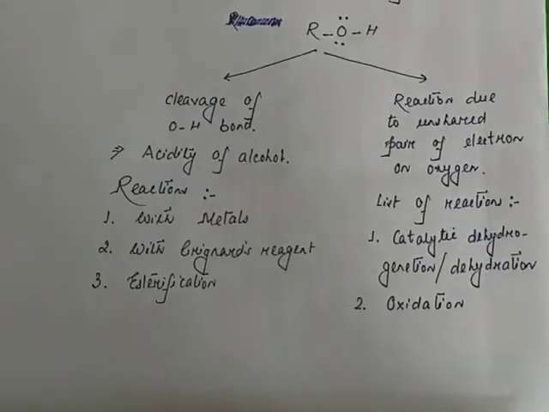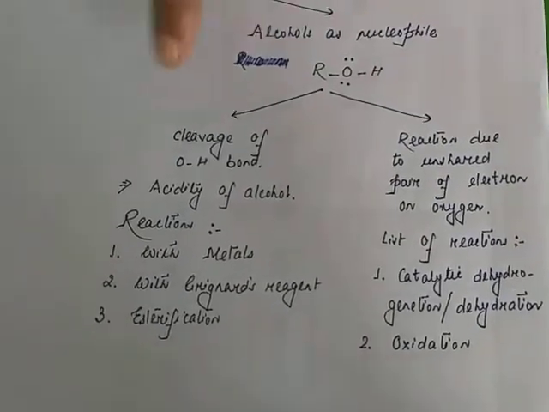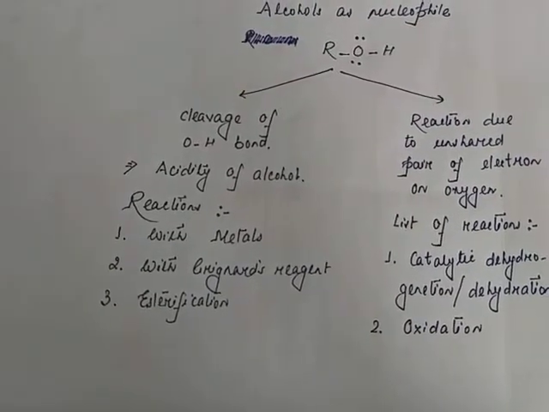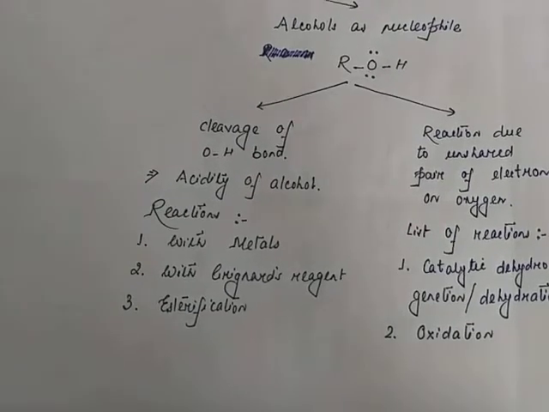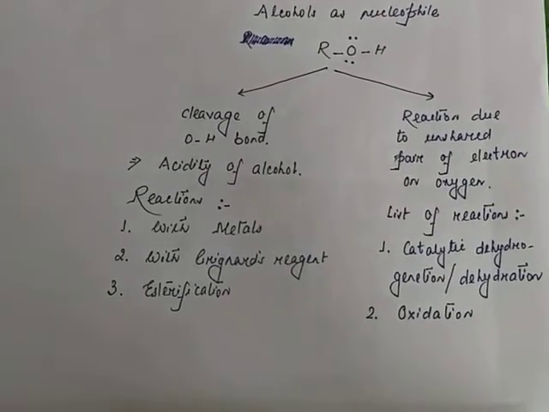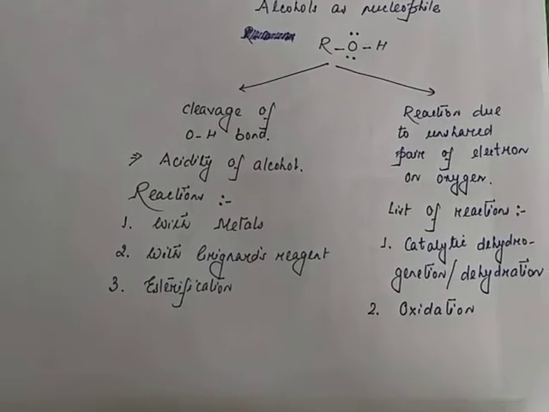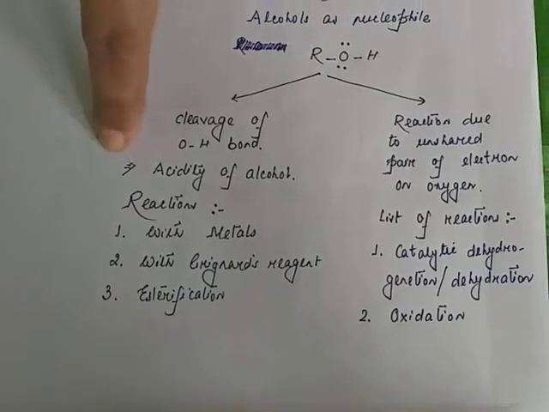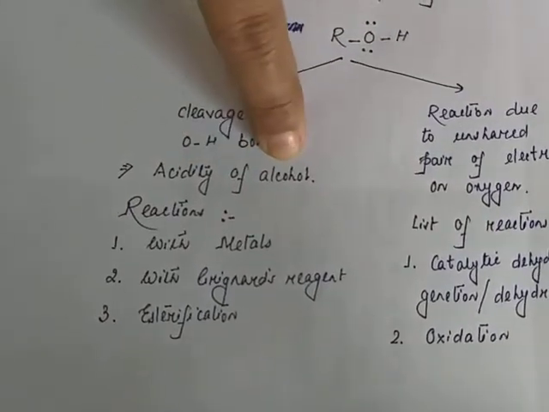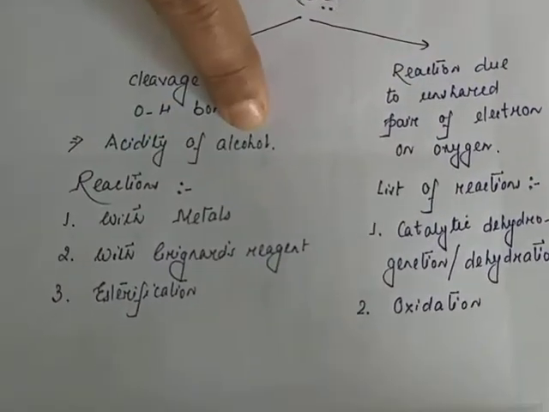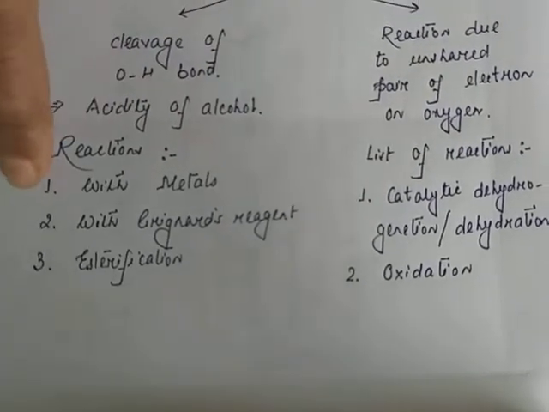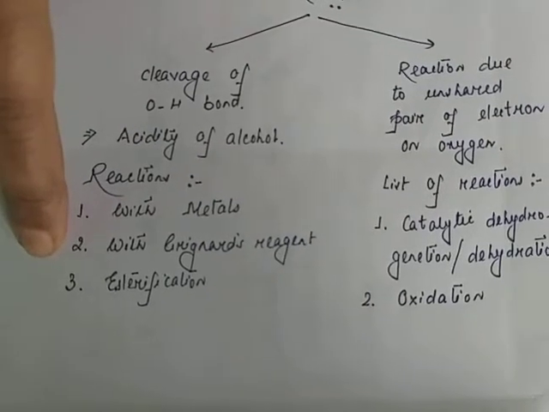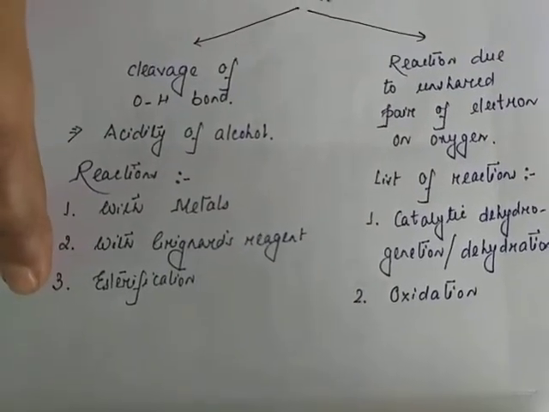Coming to alcohols as nucleophile, it could be of two ways. Either it will involve the fission of O-H bond. If the O-H bond is cleaved, it is the release of H+ and RO-, that is alkoxide ion. So it is actually the acidity of alcohol, or acidic property of alcohol. The supporting reactions are reaction with metal, reaction with Grignard's reagent containing the active hydrogen, and esterification reaction.